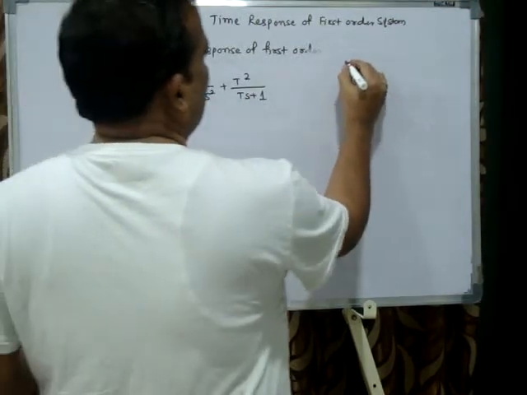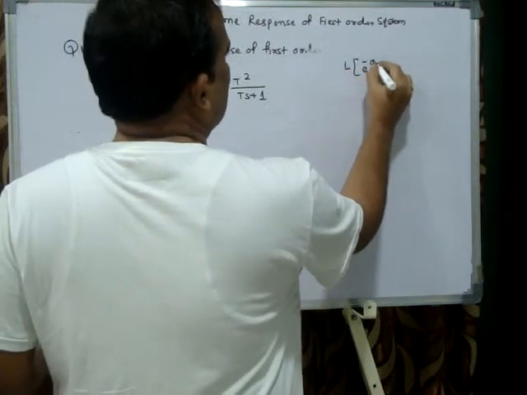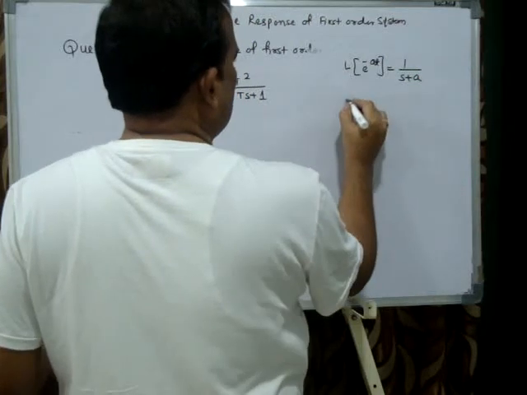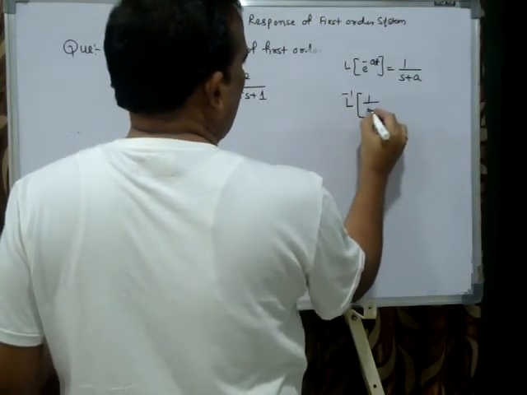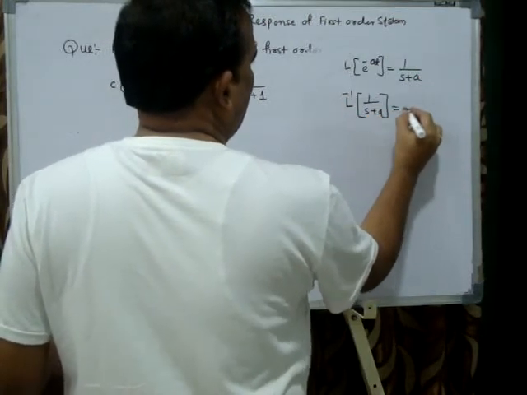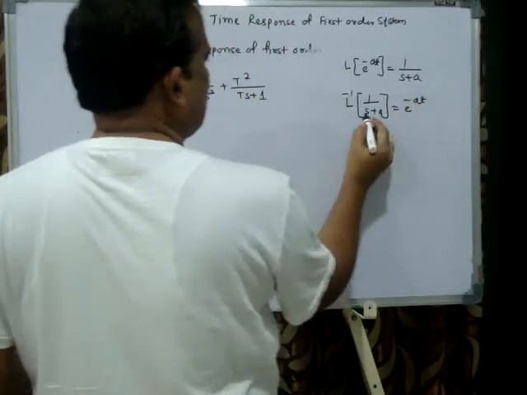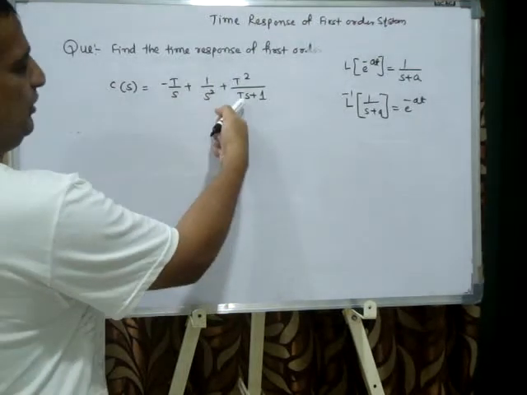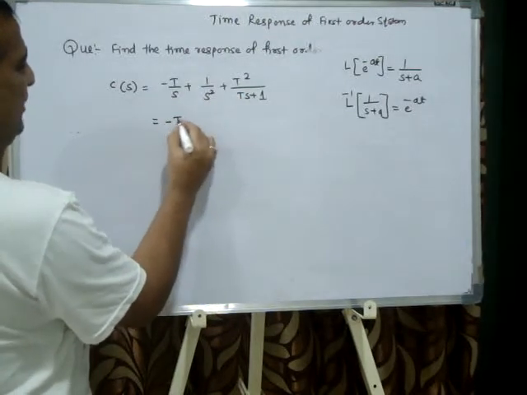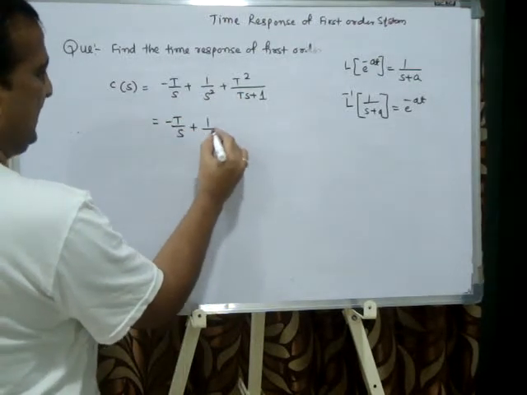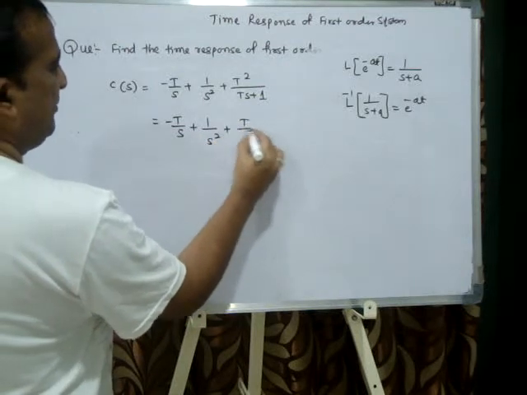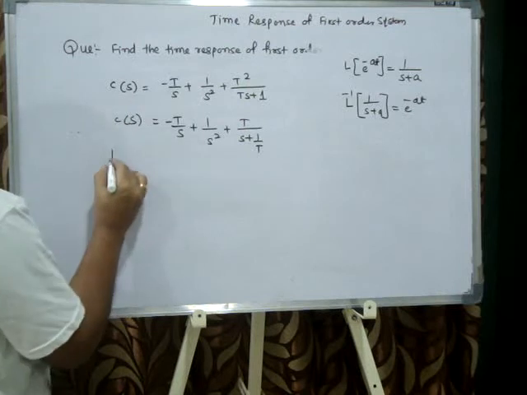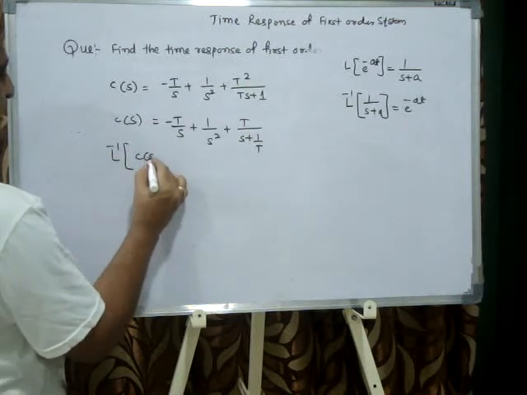Just you see that Laplace of e raised to minus at is equal to 1 by s plus a. So Laplace inverse of 1 by s plus a is equal to what? e raised to minus at. The s coefficient should be unity. Here s has T, so you have to divide numerator and denominator by T. So T divided by s plus 1 by T. Now you take the inverse Laplace.